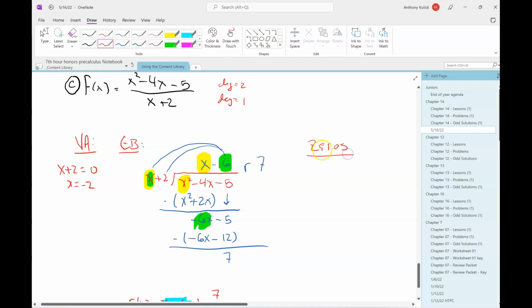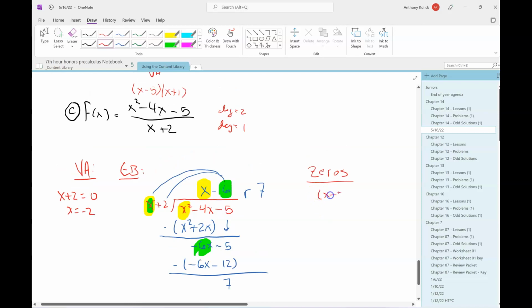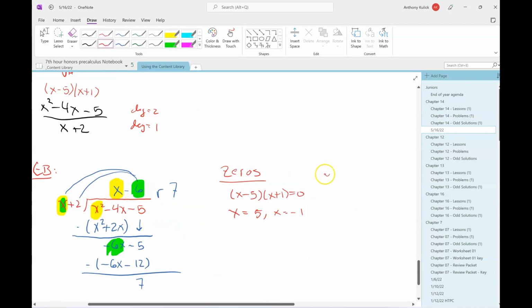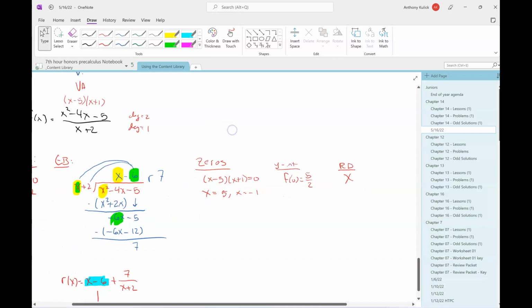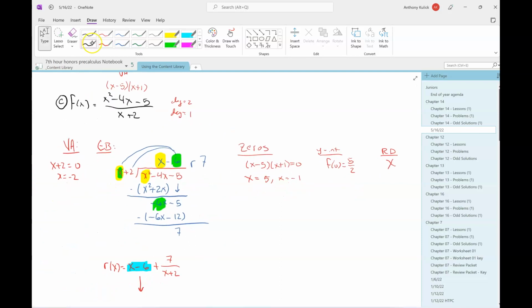Okay, the zeros. I'm going to write this down in the factored form since we already factored it earlier. I know that's going to make the solving pretty trivial. So I get 5 and -1. The y-intercept, I'm just plugging 0 in. That gives me 5/2. And then obviously no reducing, so no removable discontinuity. Any questions so far?